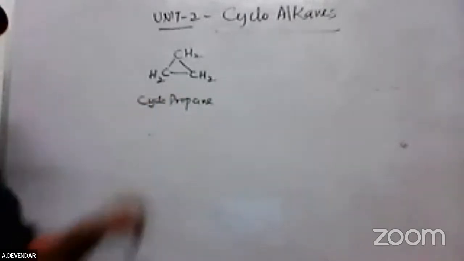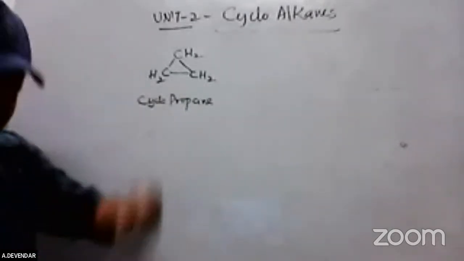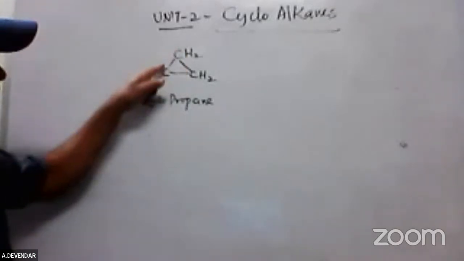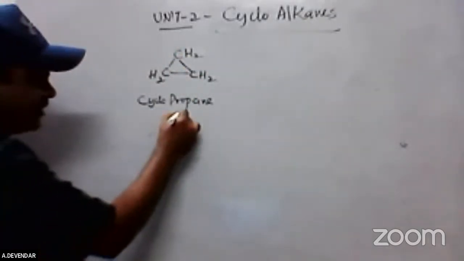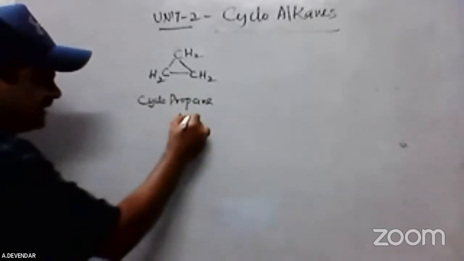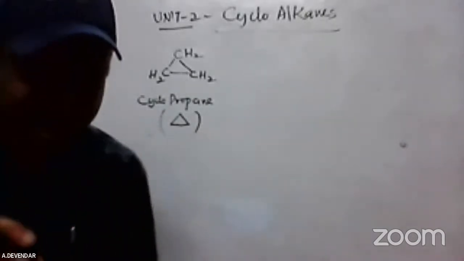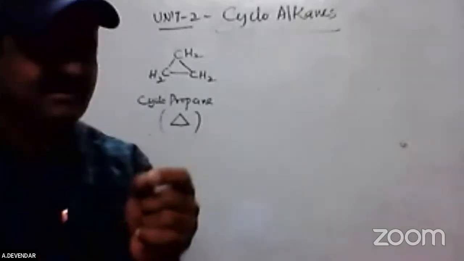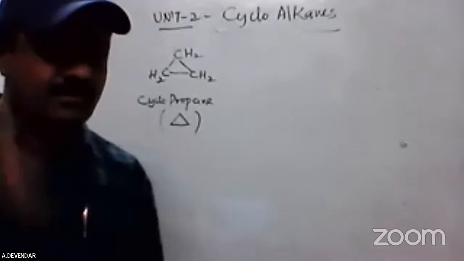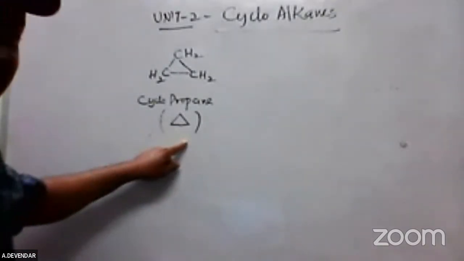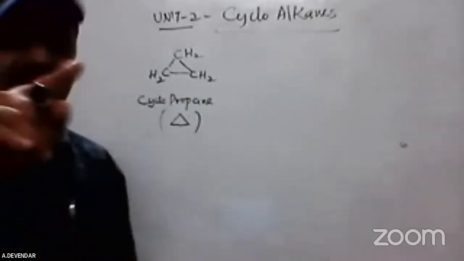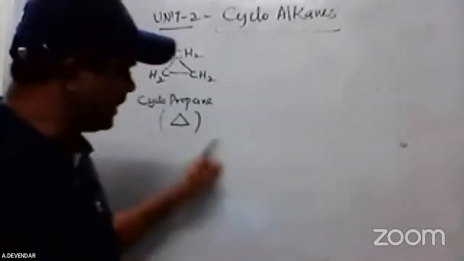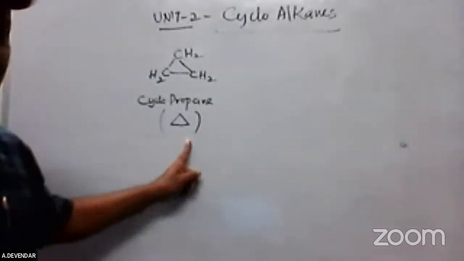Prefix is the cyclopropane. So from the next time onwards, for this cyclopropane, I don't want to write all the carbon and hydrogen. Simply I can write the cyclopropane as a triangle. If I am writing a delta in an arrow mark, sometimes delta means combustion, heating. But here, if I am writing this delta, it means nothing but cyclopropane. Please understand. So this triangle is nothing but cyclopropane, you can remember it like that.